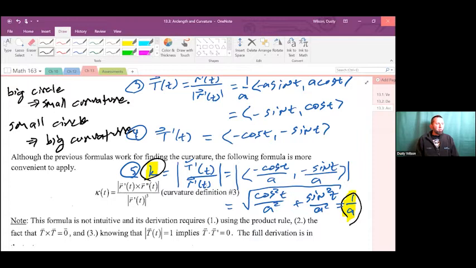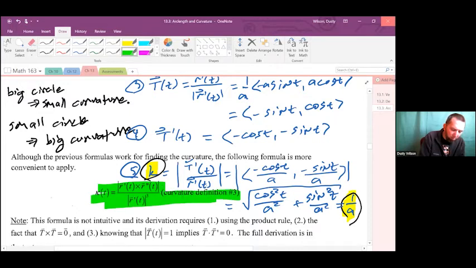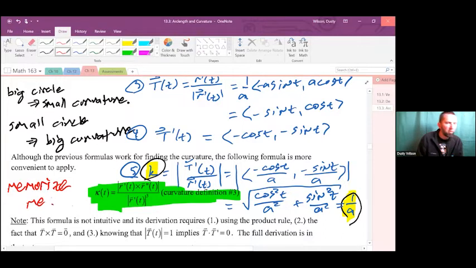Although the previous formulas worked for finding the curvature, the following formula is more convenient to apply. The curvature as a function of t is equal to the magnitude of r prime of t cross r double prime of t, all over the magnitude of r prime of t cubed. This is our third curvature definition, and it is the most commonly used. This is the one you want to memorize. So memorize this one.